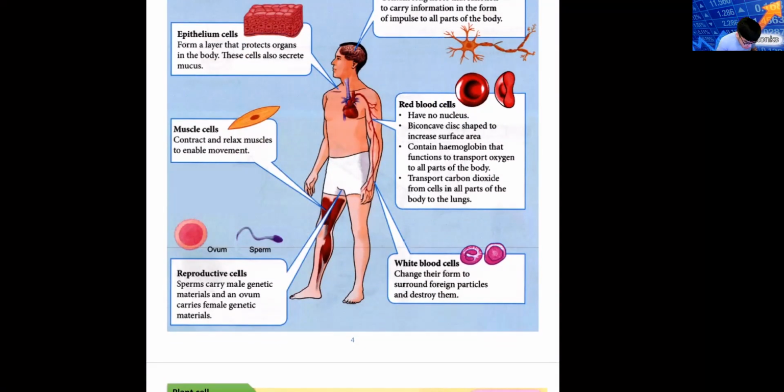Their point is to transport, not really carbon dioxide though. They will transport oxygen for you. So your red blood cell, their job is to transport oxygen to you.